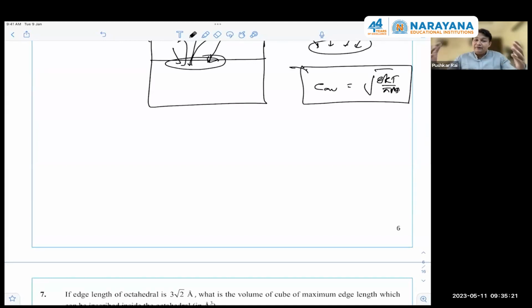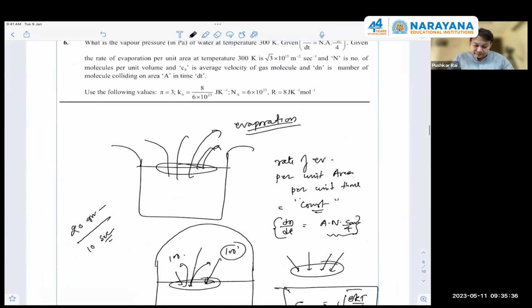If you know the natural rate of evaporation of a liquid, you also come to know what? The rate of condensation. And if you know the rate of condensation, then you can quickly find out the vapor pressure. So this is the idea of the problem.